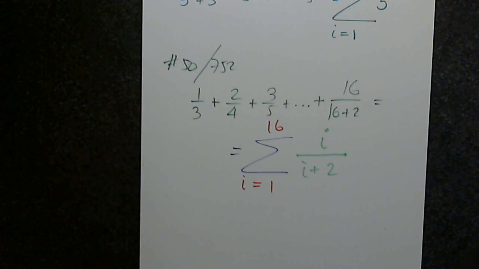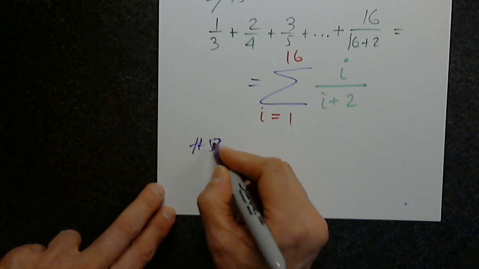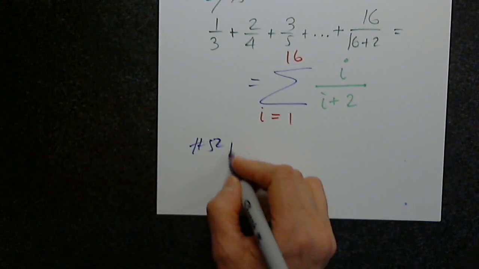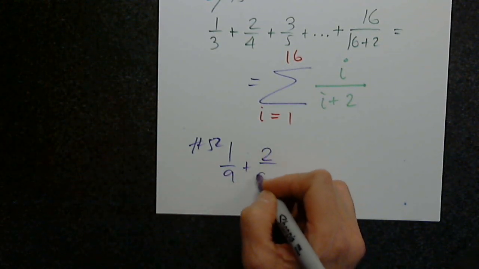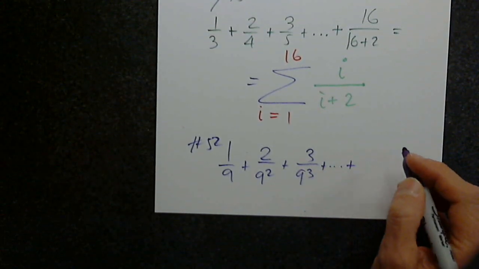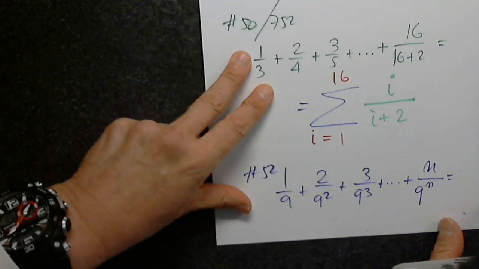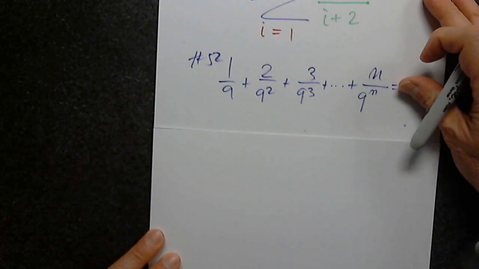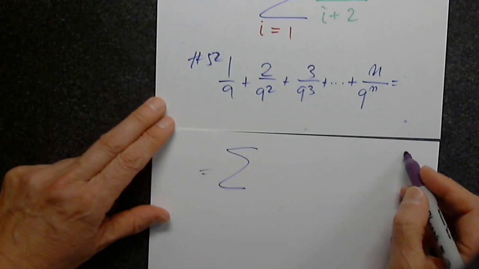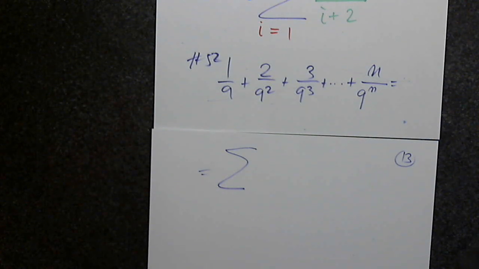Yes? Can you do one more? Yes, of course. This one. Let's say 52. In 52, we have 1 over 9 plus 2 over 9 squared plus 3 over 9 cubed plus dot, dot, dot plus n over 9 raised to the nth power. And they want us to do the same. They want us to write the summation notation that condenses all this. And we don't write it like that on an entire row, but we just write the condensed summation notation.